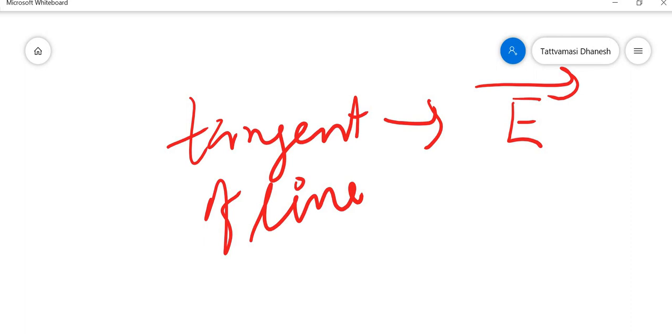Another point: what is a uniform electric field?